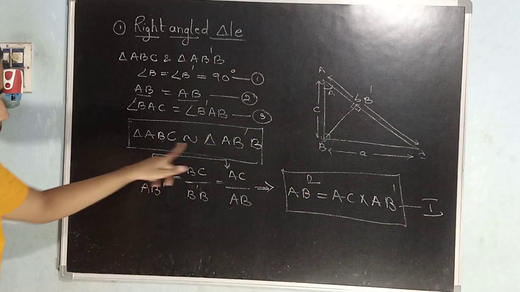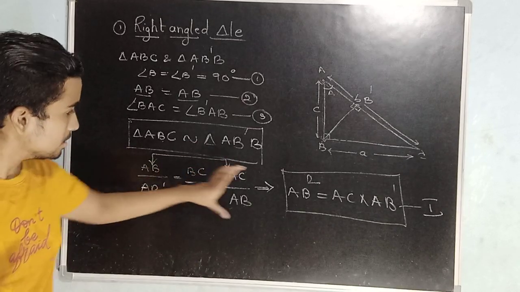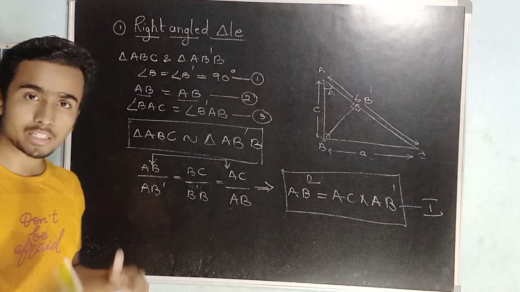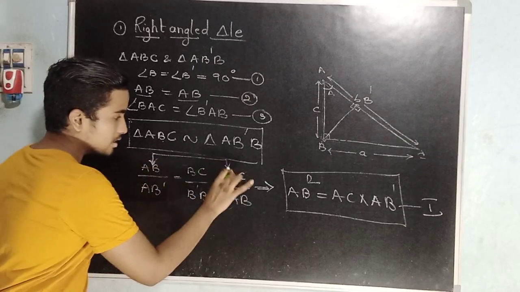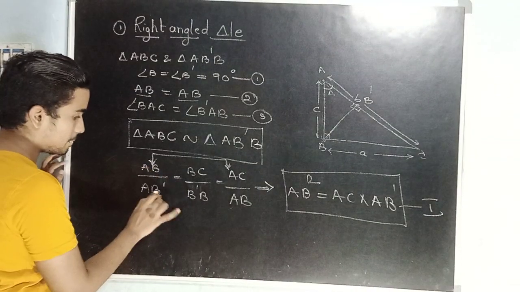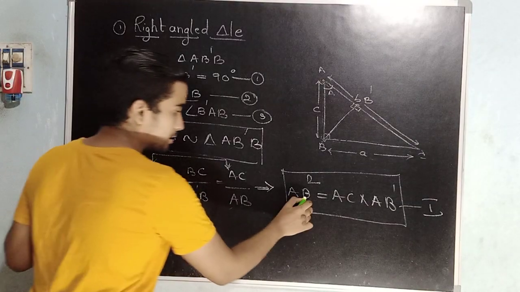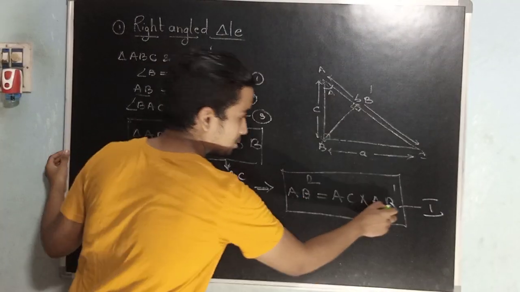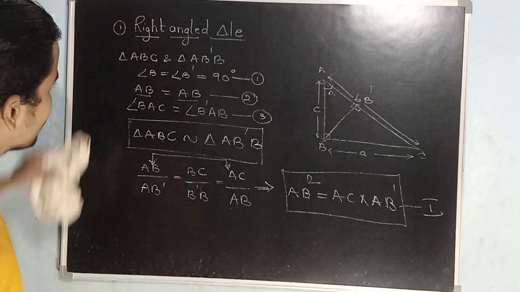What I have done, I have proven that these two triangles are similar, and from that I have taken the corresponding sides ratio property like this. In this I have considered these two equalities where AB by AB dash is equal to AC by AB. I took reciprocal, then I got AB square is equal to AC into AB dash. It is our first equation.